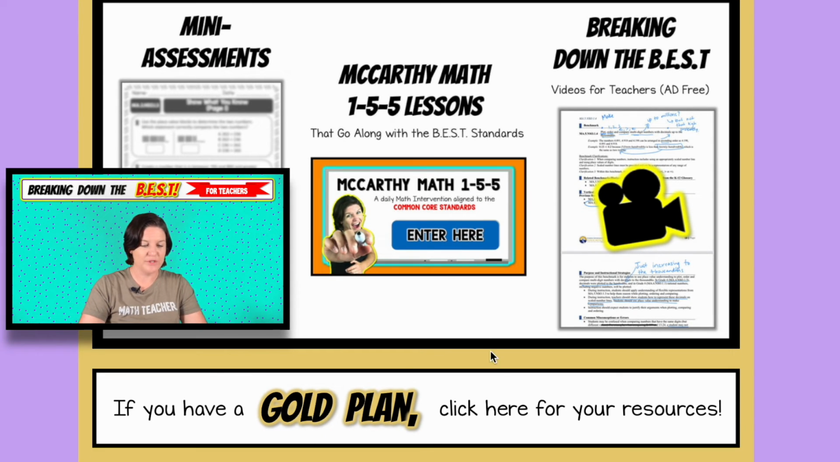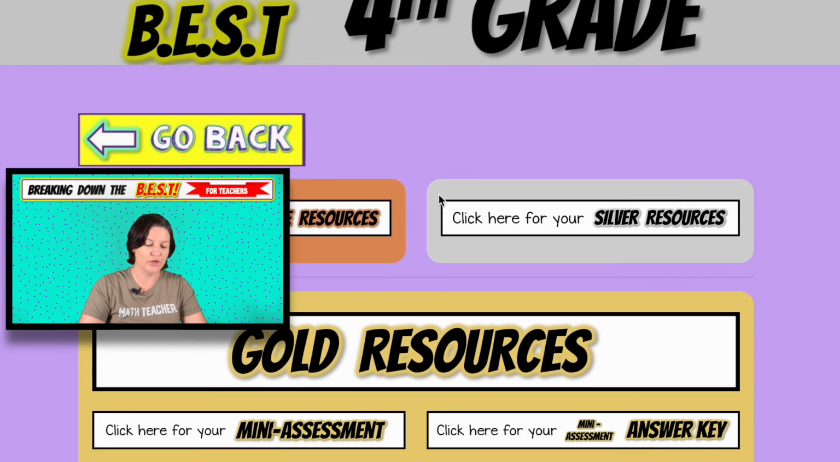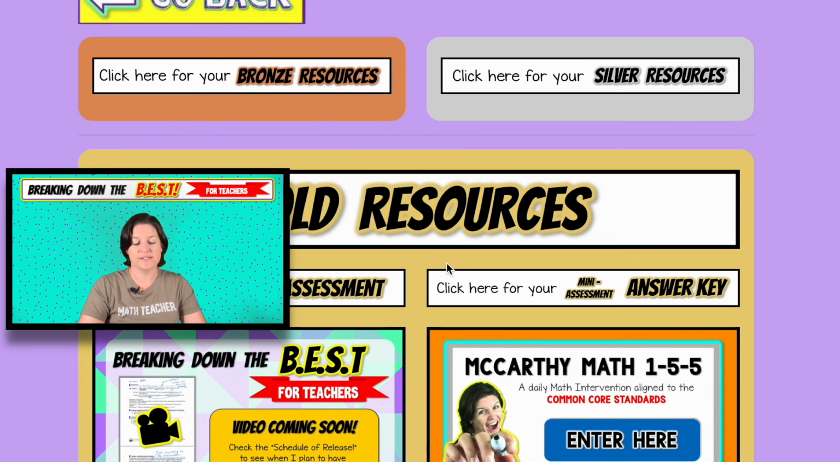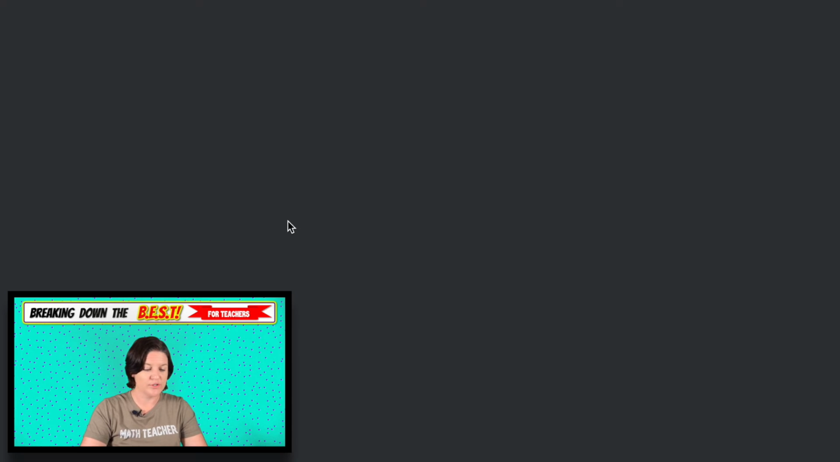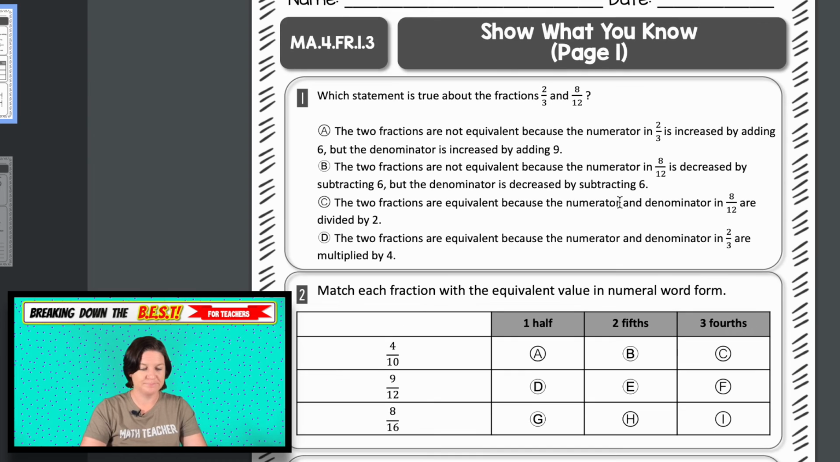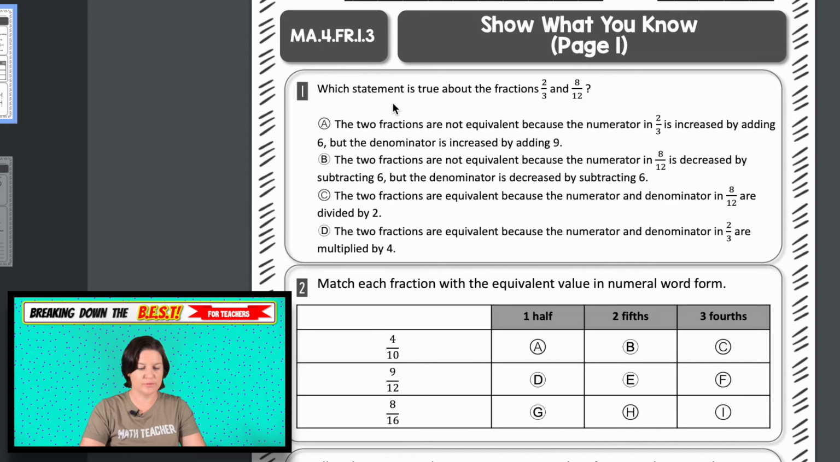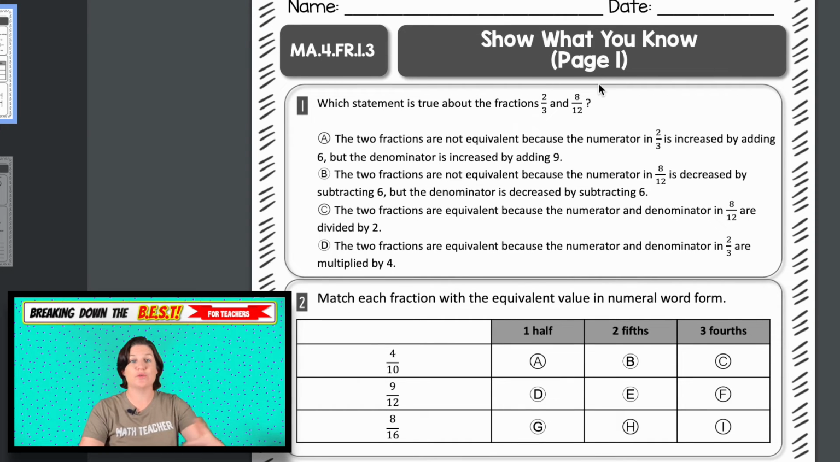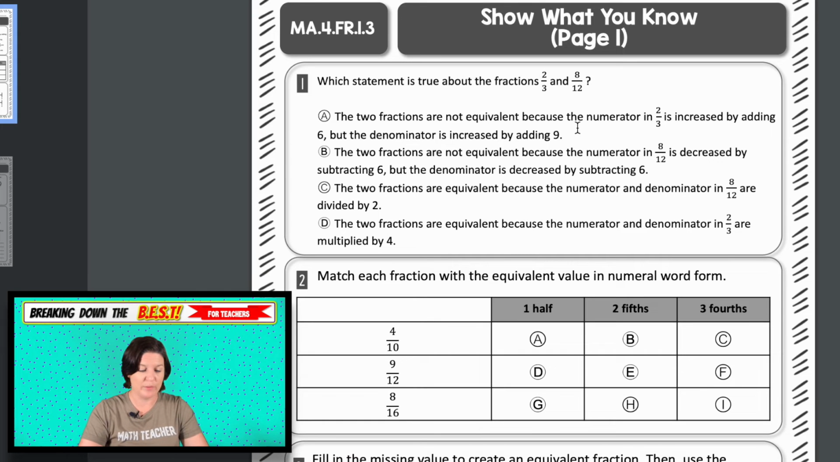Next, we have the gold resources. So if you have the gold plan, you have access to even more. You can go back to those video lessons at any time. You can go back to those extra practice pages at any time with the silver right there. But with your gold membership, you also have access to a mini assessment. You can see the standard is right here. It says show what you know, so you can use this as a mini assessment or just as extra practice, however you want to use it.